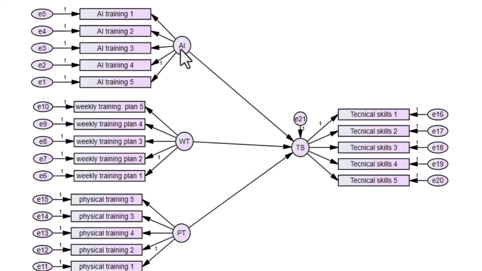That is why we have this arrow. It is moving from AI to TS, the effect of AI on TS. The arrow is moving from WT to TS, the effect of WT on TS. And this arrow is moving from PT to TS. Remember, the direction of the arrow shows the direction of the effect.